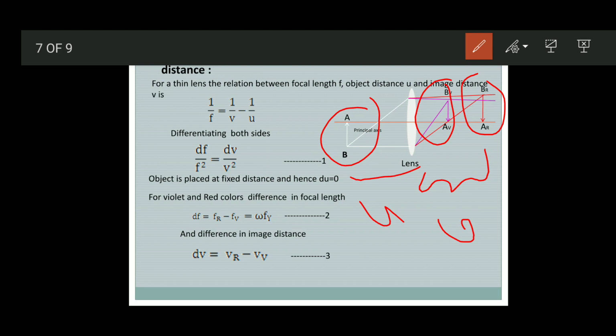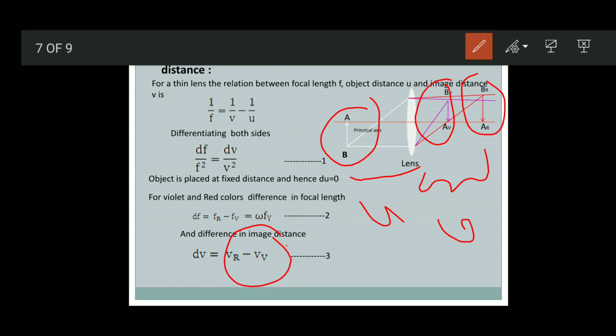The distance between two images, that is equal to AR minus AV, is the longitudinal chromatic aberration. So if the distance of the red image is taken as VR, and the distance of the violet image is VV, then the longitudinal chromatic aberration can be written as VR minus VV. This is called longitudinal chromatic aberration when the object is at finite distance.